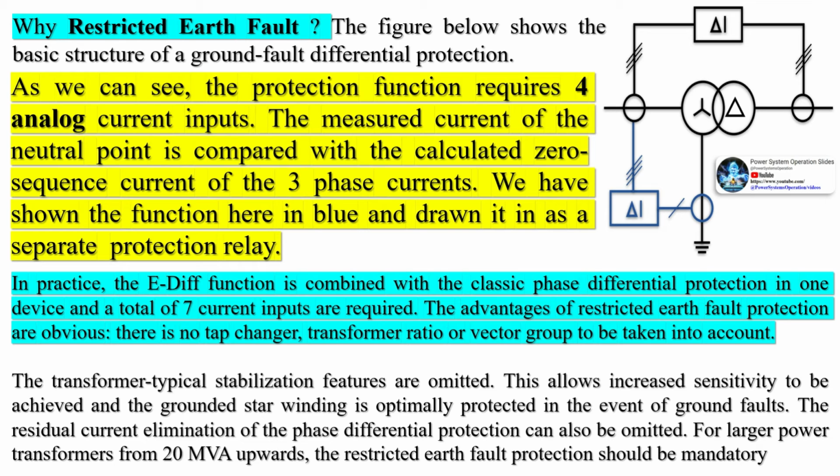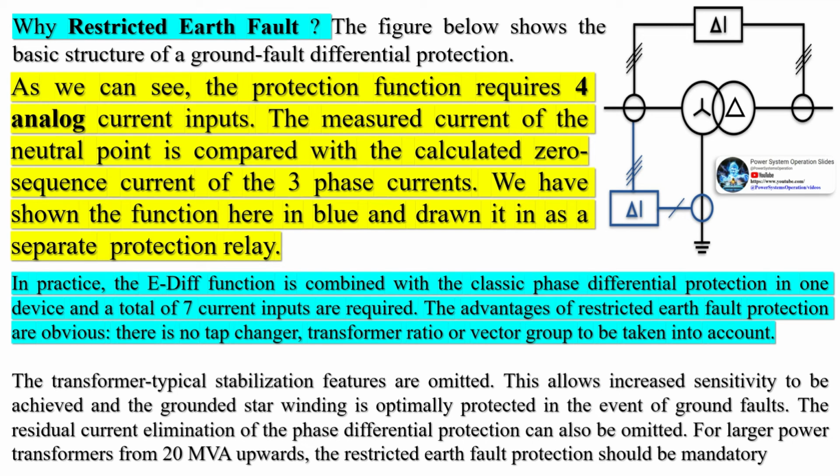Why restricted earth fault? The figure below shows the basic structure of a ground fault differential protection. As we can see, the protection function requires 4 analog current inputs. The measured current of the neutral point is compared with the calculated zero-sequence current of the three-phase currents. We have shown the function here in blue and drawn it in as a separate protection relay. In practice, the REF function is combined with the classic phase differential protection in one device and a total of 7 current inputs are required.